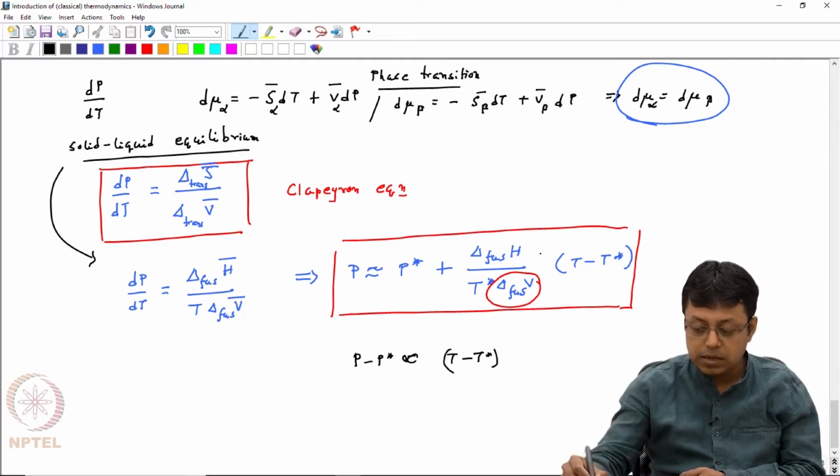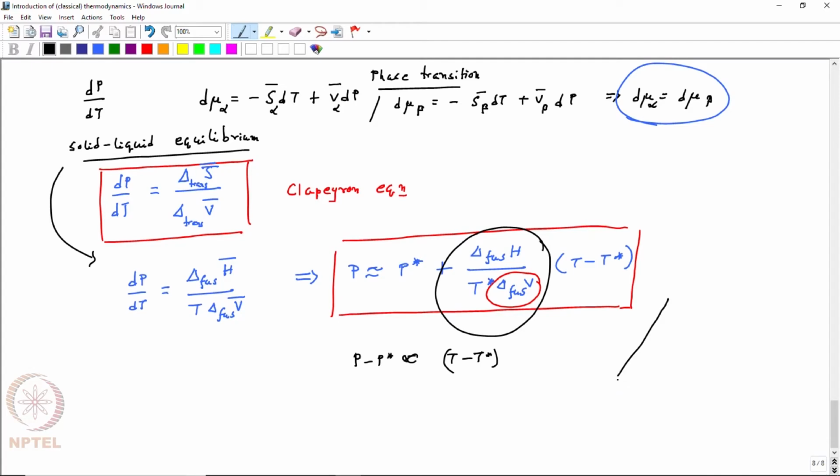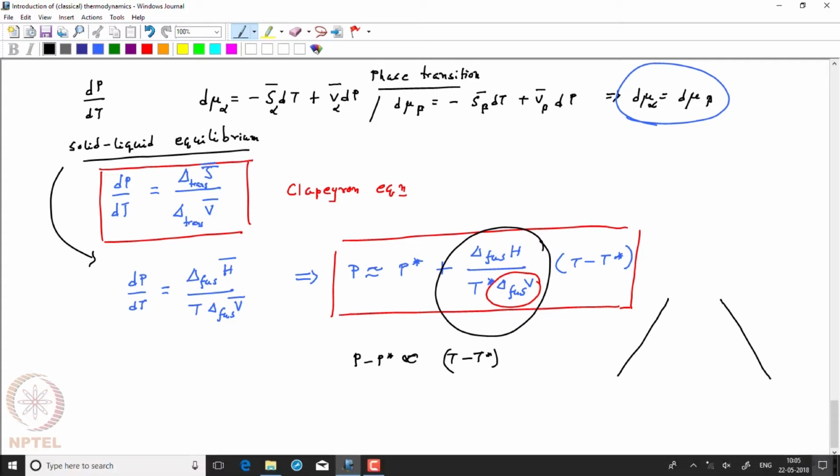If this constant is positive, then I'll have a linear increase, and if this is negative, like for water, you will have a negative slope. So that's what we are trying to tell when we are discussing the slope of this solid-liquid equilibrium phase boundary. Now similarly, we can actually think about liquid-vapor equilibrium or the solid-vapor equilibrium.